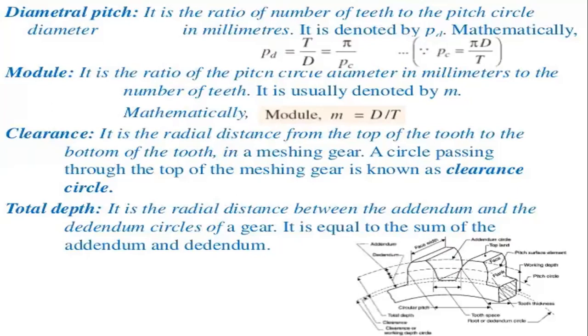Next one is the module. This pitch circle diameter can also be taken as pi by PC, that is pi by pitch. We have already seen the formula of circular pitch is equal to pi D by T.